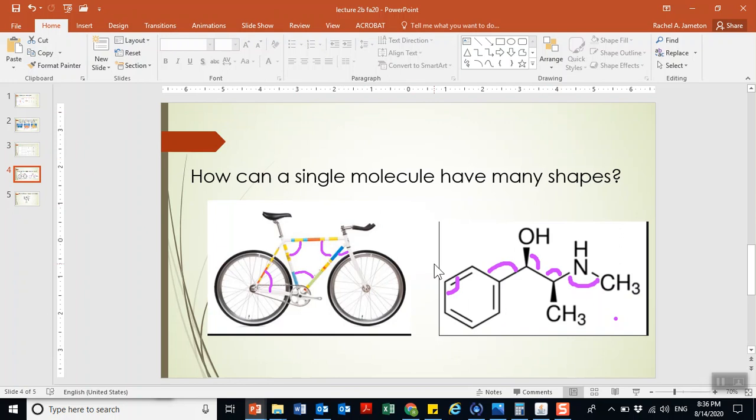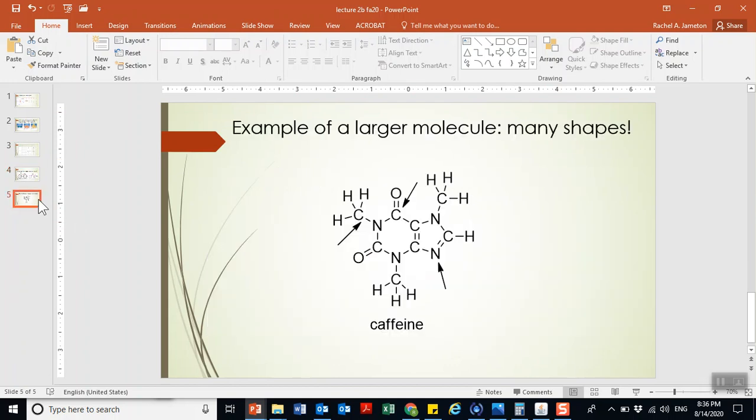A single molecule can have many different shapes, just like a bicycle has many different shapes in it. One of the problems that I ask you to do is to figure out the shapes at different atoms. Here we have that carbon, and it has four things bonded to it, three hydrogens and a nitrogen, and so that would be tetrahedral.